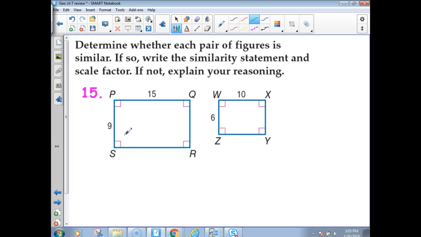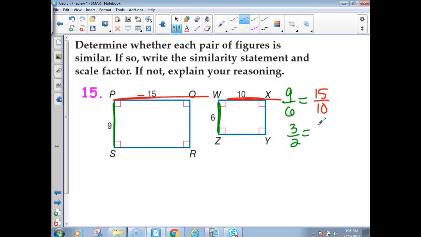Okay, 15, we still got to do the same thing. We got to check if 9 is to 6 equals 15 over 10. Reduce those fractions. If you divide by 3 top and bottom on the first fraction, you would get 3/2. Dividing by 5 on the second top and bottom would be 3/2. So yes, these are similar.